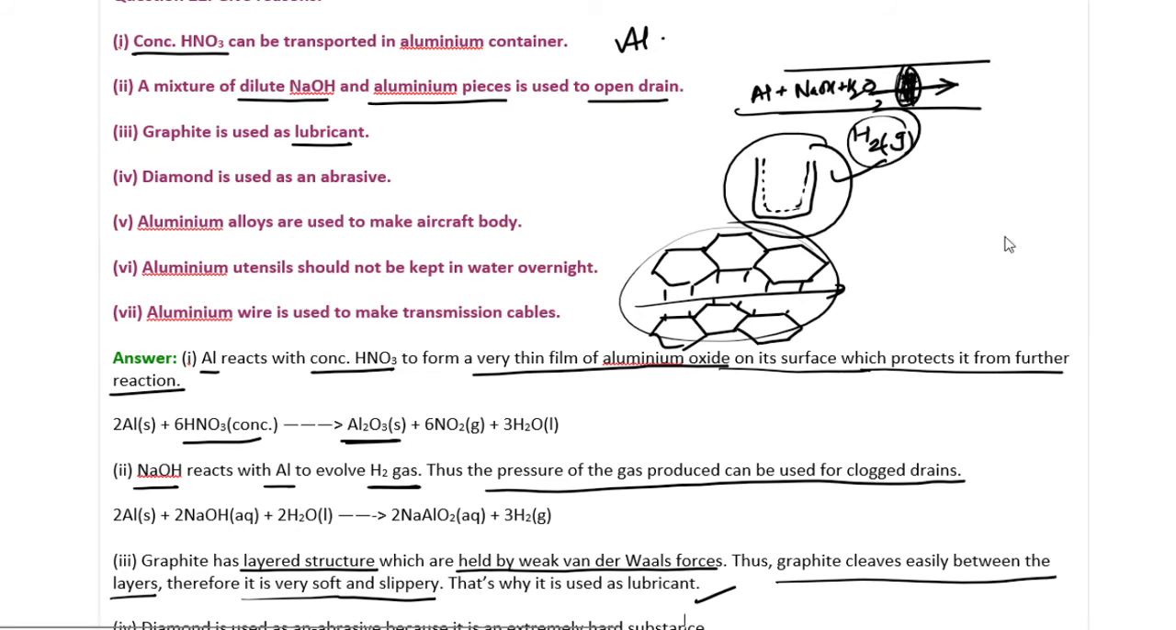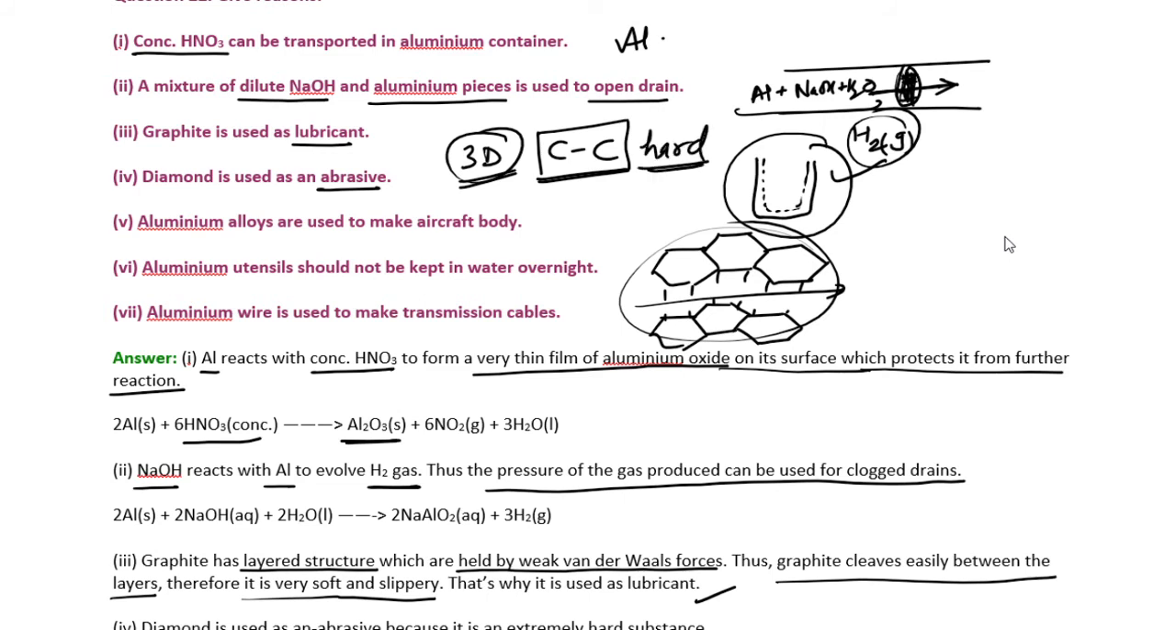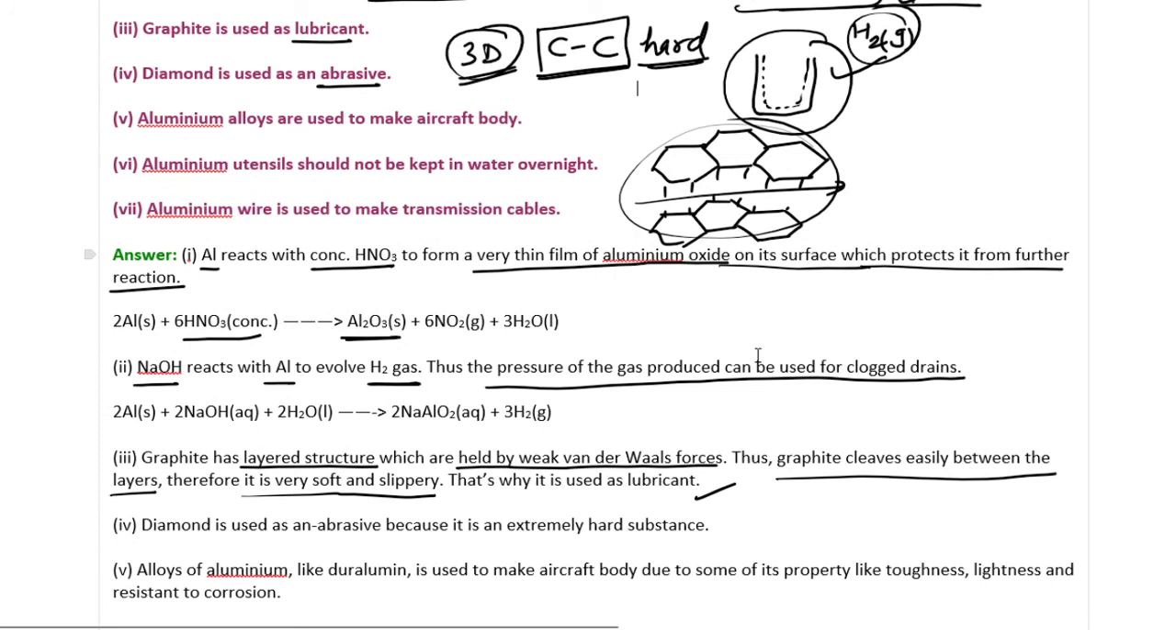Diamond is used as an abrasive. I told you that diamond has a three-dimensional network of strong covalent carbon bonds, and that's why it is very hard and can be used for cutting purposes or as an abrasive. Diamond is used as an abrasive because it is an extremely hard substance.